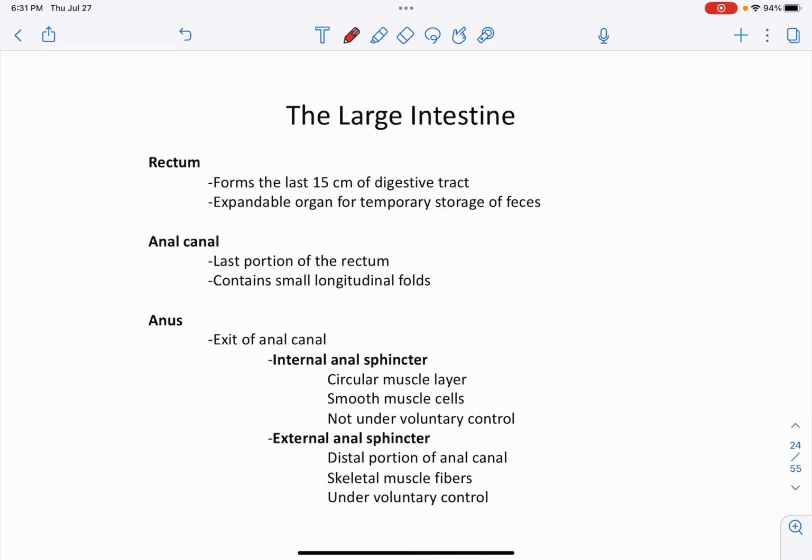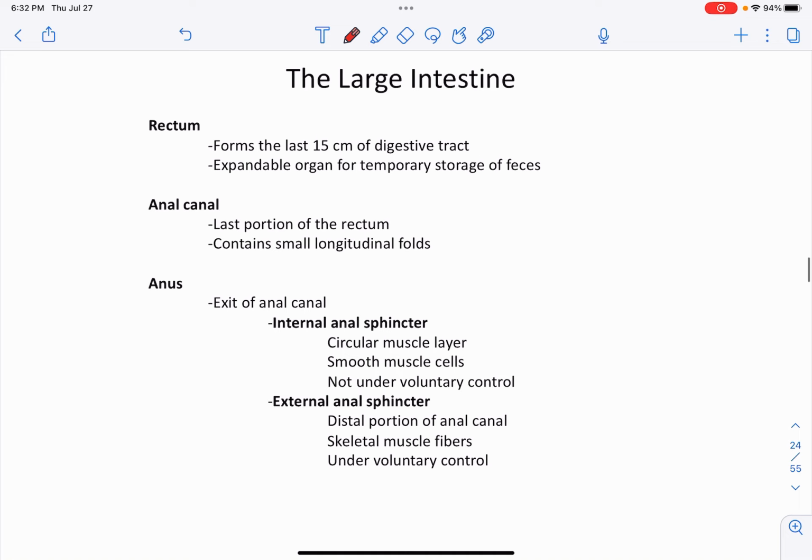This is an expandable organ, and this is going to be for temporary storage of feces until the feces are removed. So we'll talk about the anal canal, which is that last portion of the rectum. There are some longitudinal folds there just so that it can expand and hold the feces. And then we'll talk about the anus.